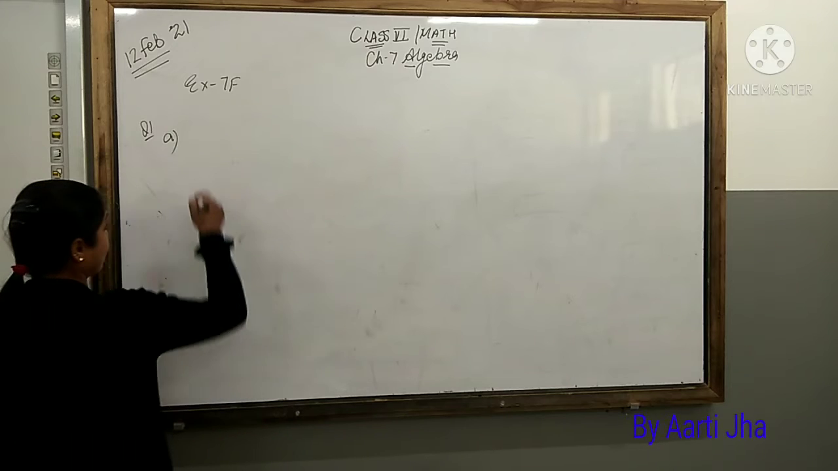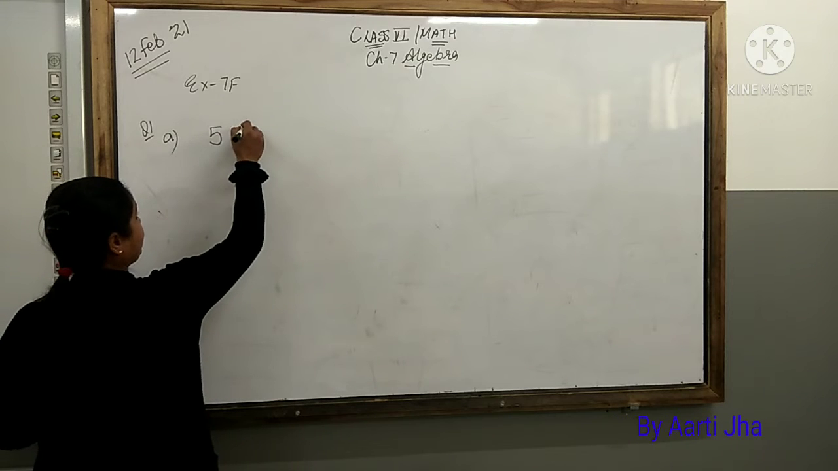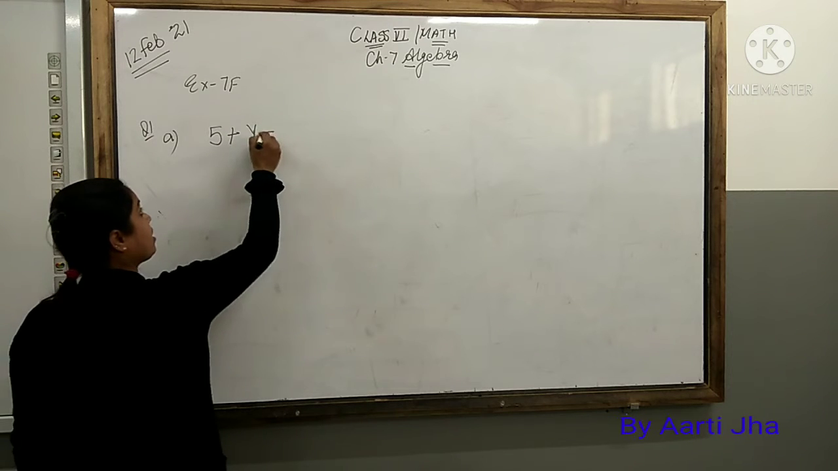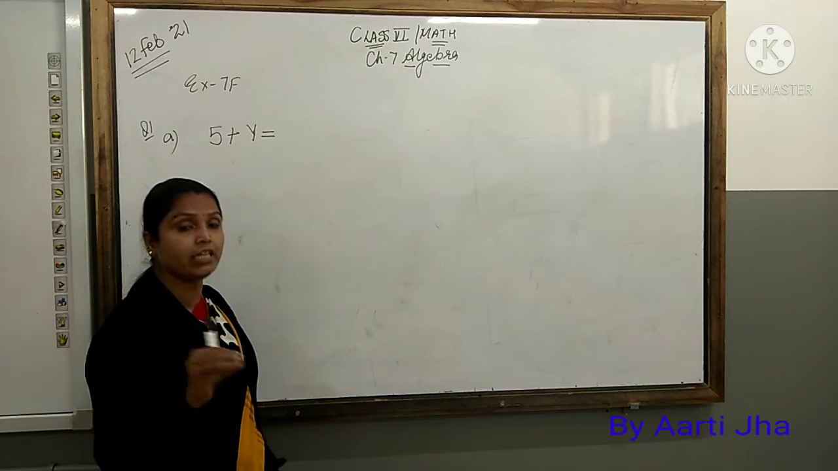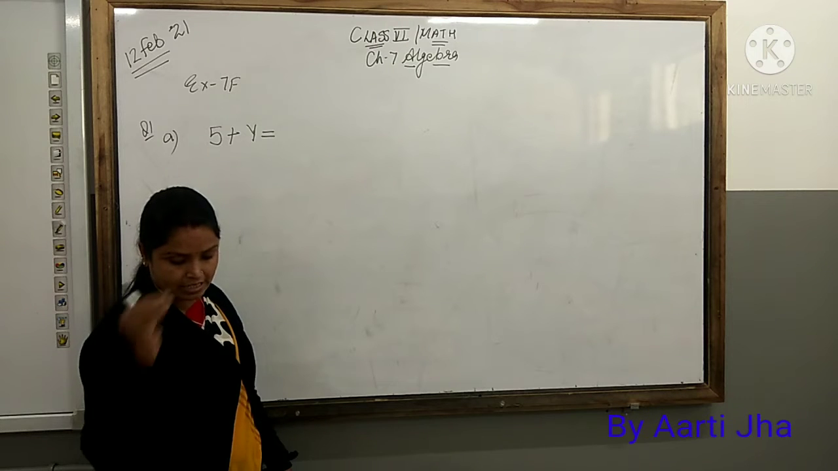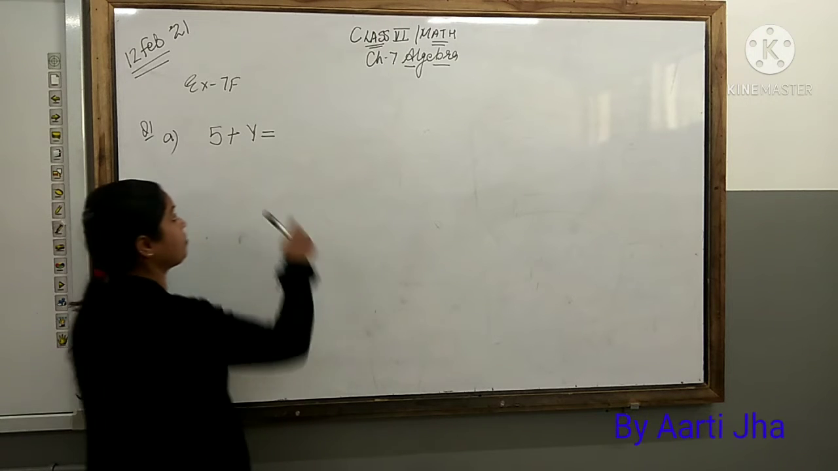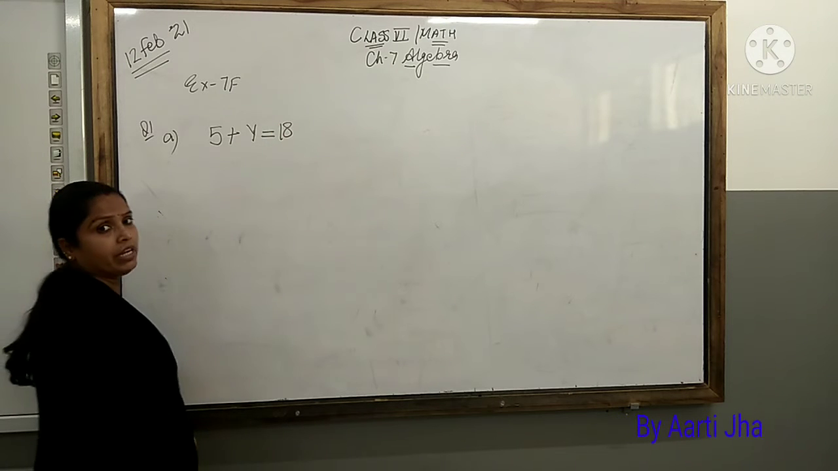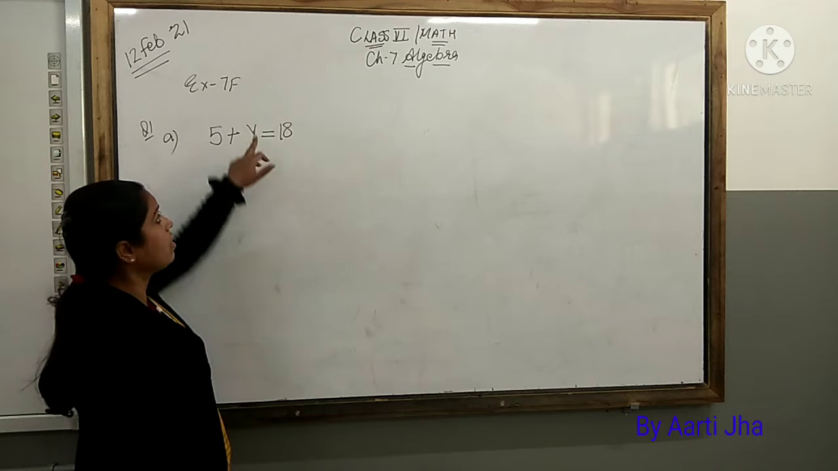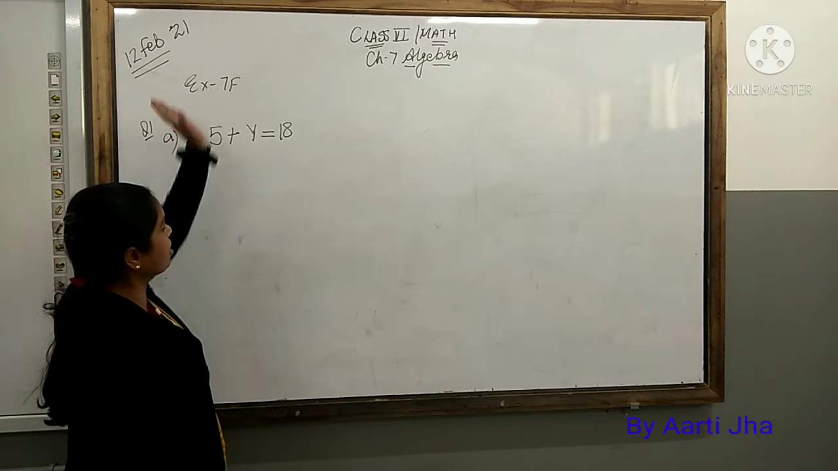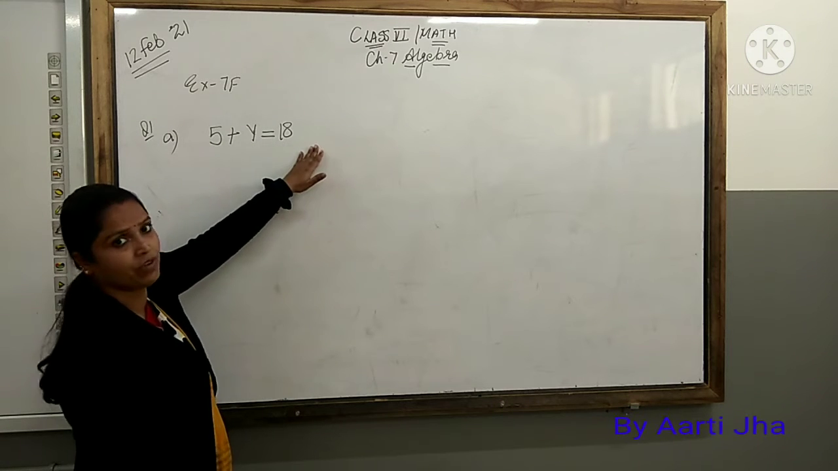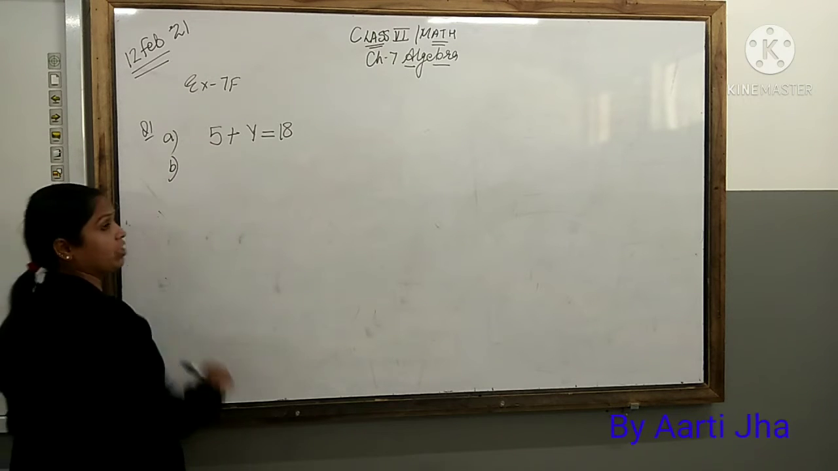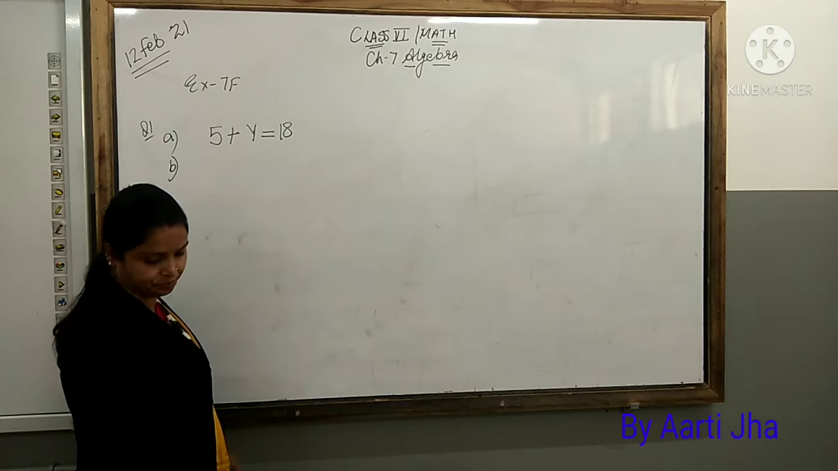So now, sum of 5 and y. Sum means plus. 5 plus y is equal to, it is said is equal to. If it is equal to, then you will be making this sign. So 5 plus y is equal to 18. How will I be solving it now? y remains here. Bring this 5 to this side. 18 minus 5 is 13. y answer is 13. You will be solving it in your notebook on your own.